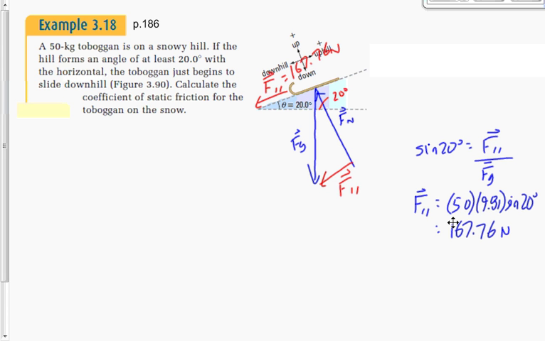Good. Same number, right? Same number. The force that's required to get it moving is F parallel, 167 newtons. That is the force of static friction, at least the max force of static friction.